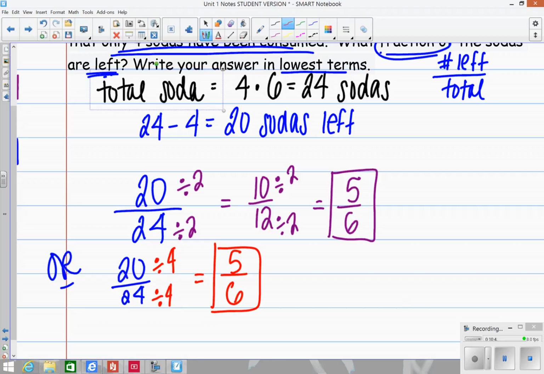You can also do the prime factorization where you break up the factor tree and use the product of the primes to factor as well. So however you want to do it, up to you.